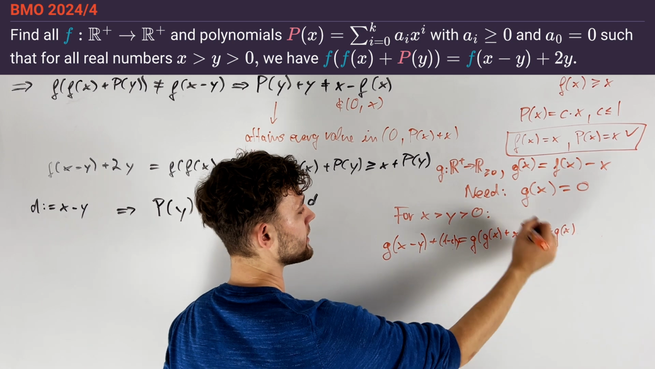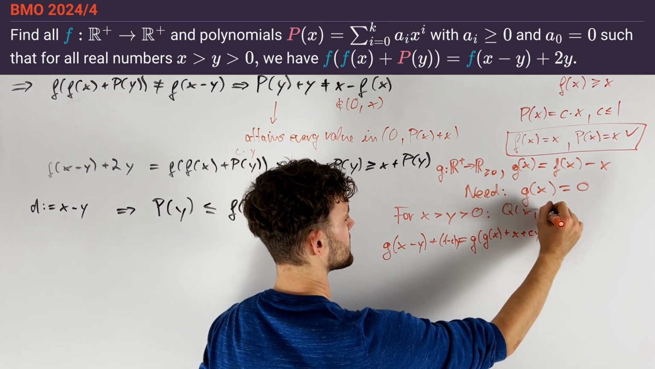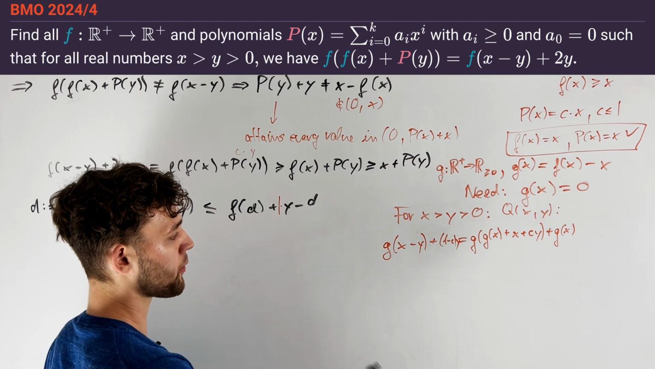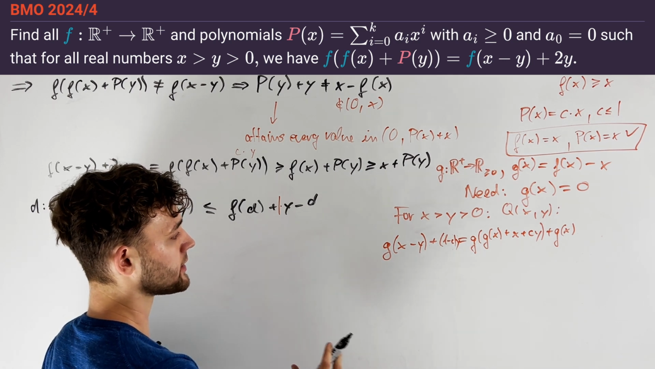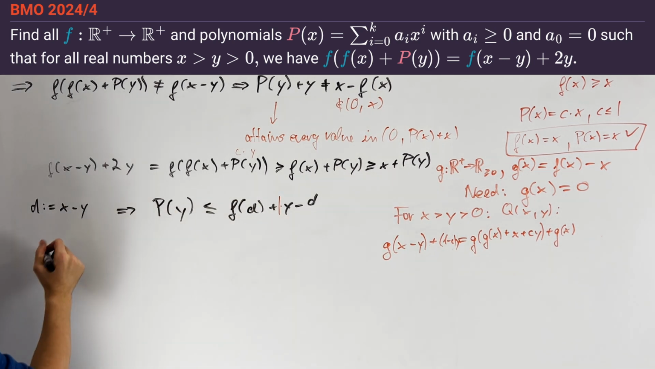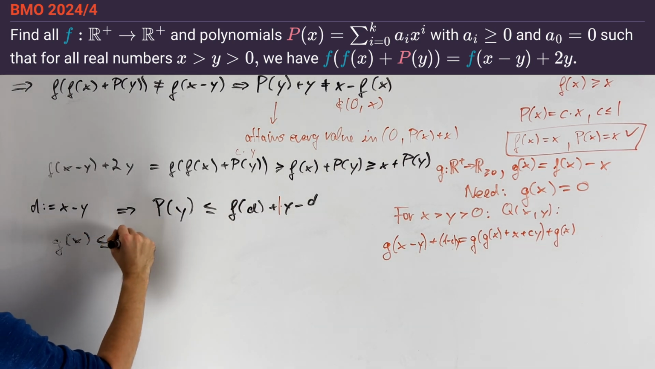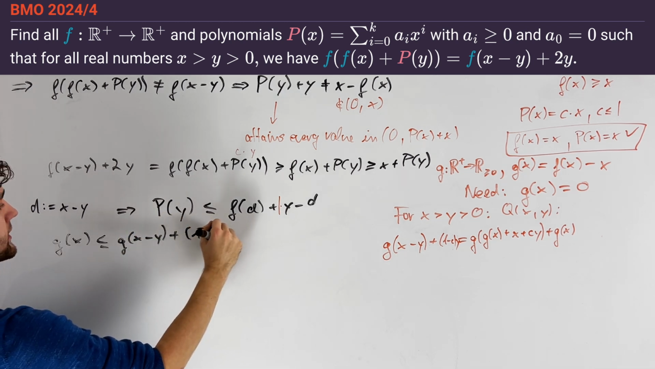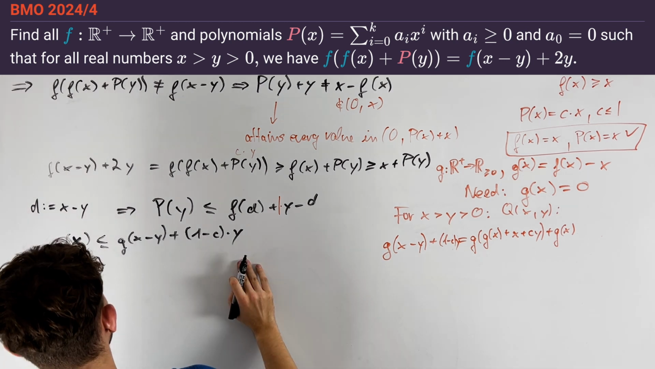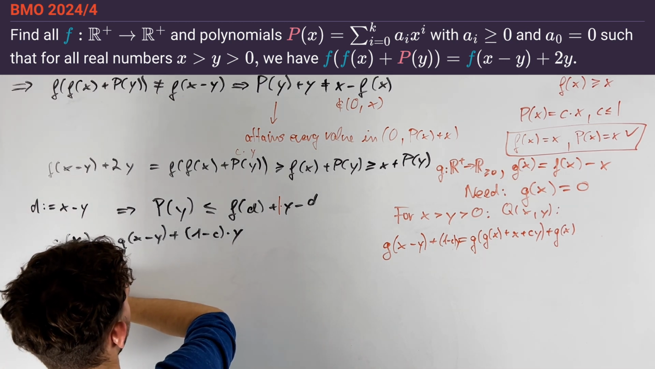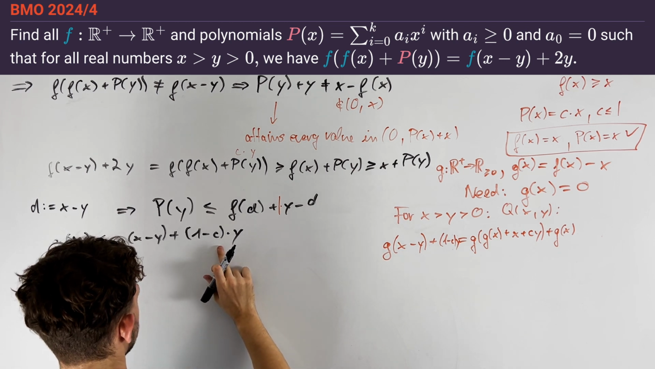So let us denote this by q(x, y). Since g is non-negative, we directly obtain three inequalities from this, and the simplest one is where we lower bound this by 0 to obtain g(x) is less than or equal to g(x - y) + (1 - c)y. This inequality tells us that the growth rate of g is at most linear with the coefficient 1 - c.